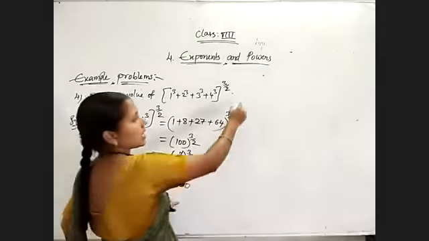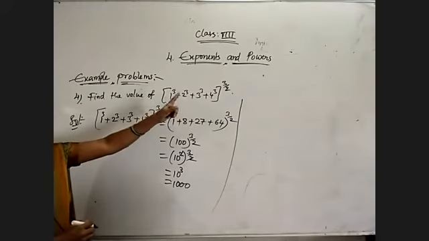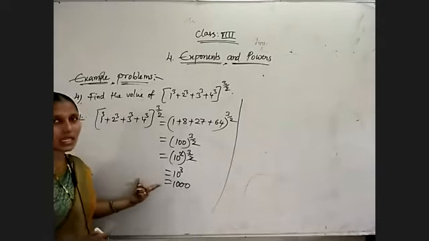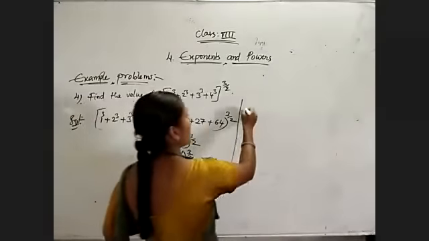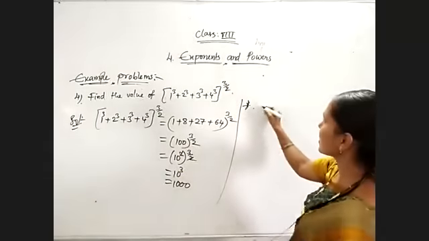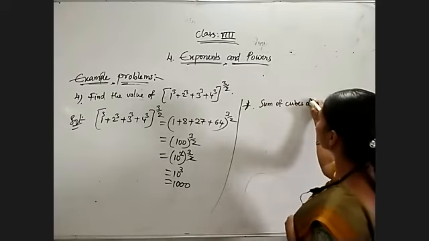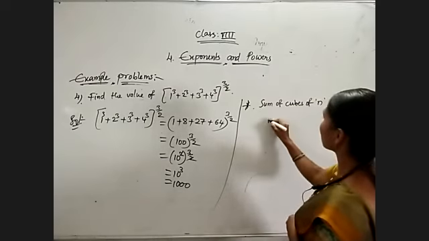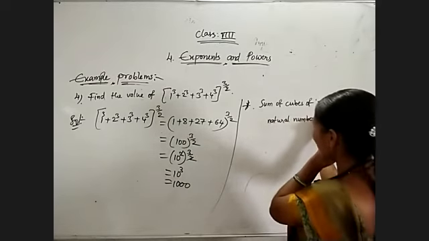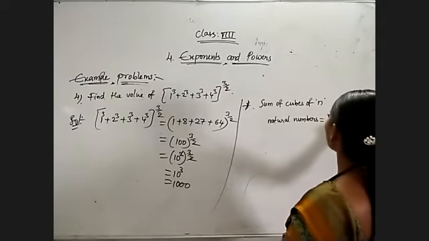But is this easy to find out first? If you are getting 1 to 10 numbers, 1 cube plus 2 cube plus 3 cube plus 4 cube, like that till 10 cubes are there, are we able to do it this easily? No, no. For that sake, we have the formulas. By using the formula, I am simplifying this. Sum of cubes of n natural numbers is equal to n square into n plus 1 whole square by 4.